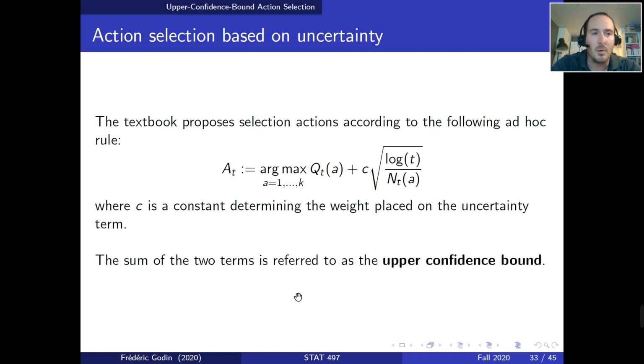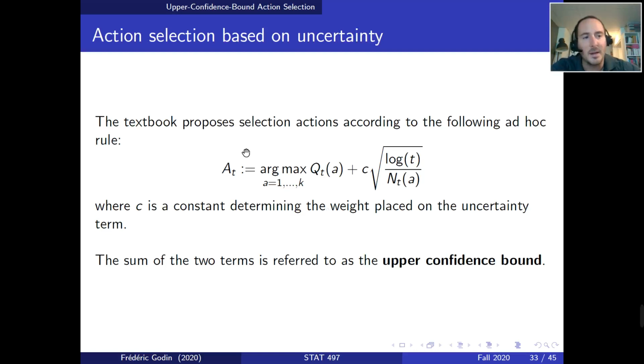So the question now is, how do we measure certainty with respect to the estimate of an action? Okay, so one approach could be to consider the standard error associated with our estimate. Okay, so this is something we could do. However, the approach suggested by the book is slightly different. So in the textbook, the approach proposed to integrate the uncertainty of the various estimates when choosing actions consists of using the following rule.